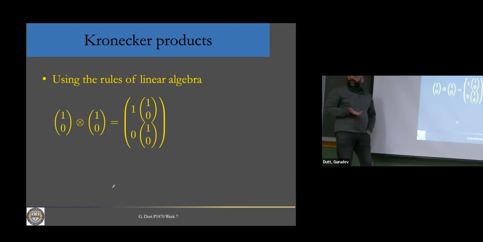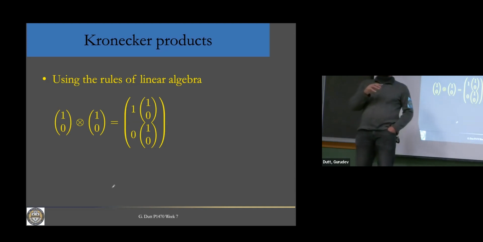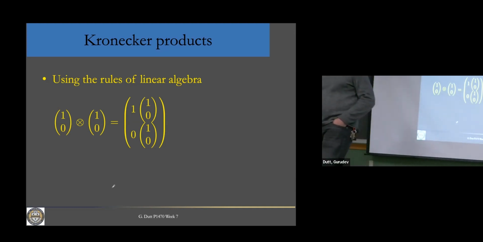So it looks very much like the outer product that we introduced last time, except now it's a product between two column vectors. In the outer product, we were typically doing it between a bra and a ket. Here we're doing it between two kets. And so that's why, instead of getting a matrix, as when we did the outer product of a ket and a bra, here we're getting a bigger column vector. But it's the same idea.